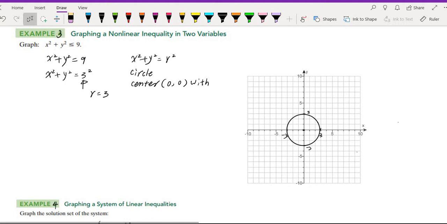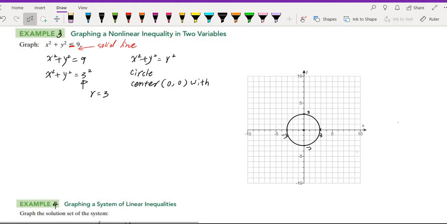Let's graph this. Once we draw the circle, we also have to double check, should we do a solid or dashed line? Because this is in the form including less than or equal to 9, that's why it's a solid line.